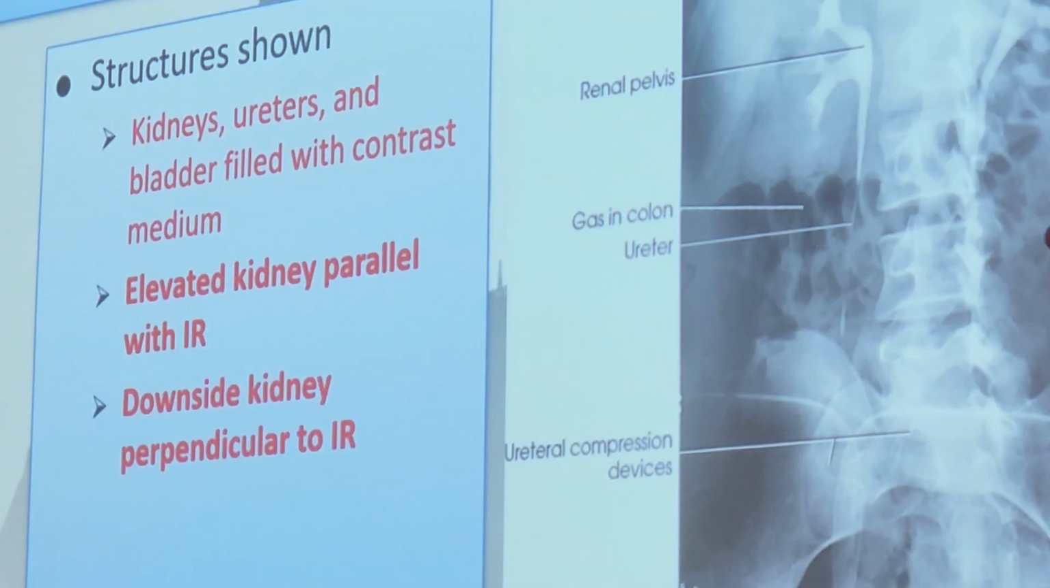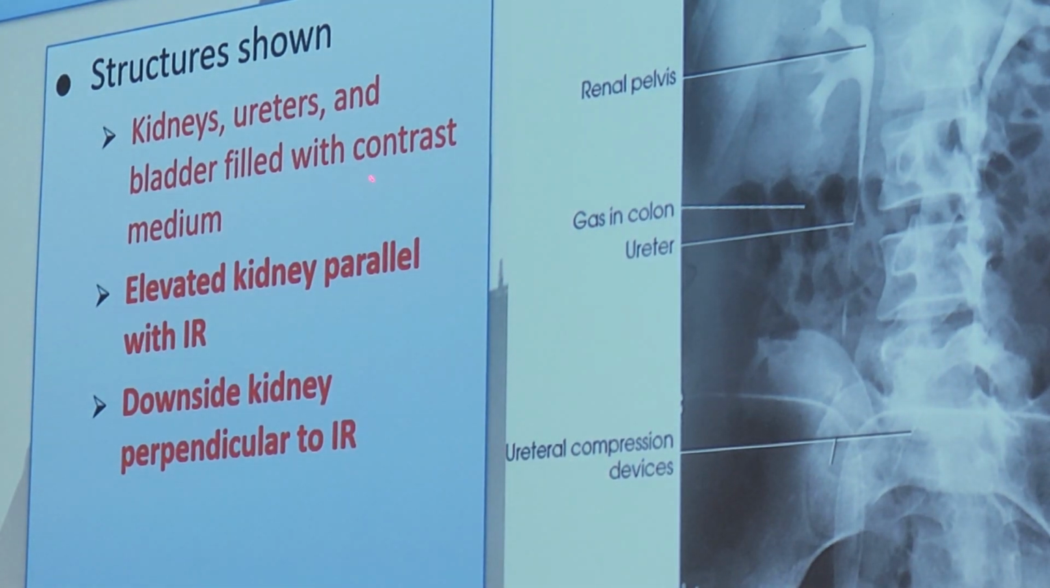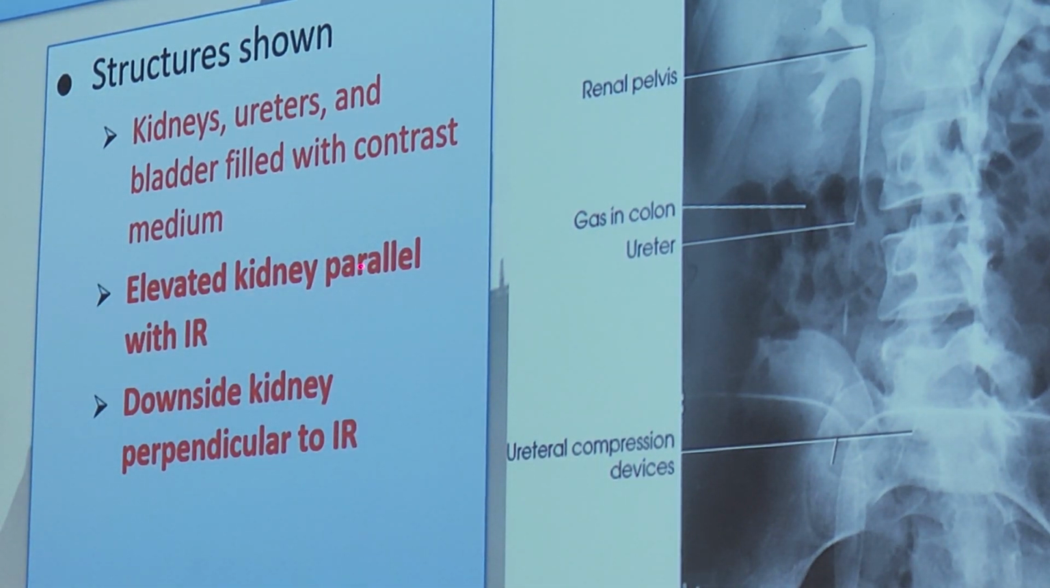That sure sounds good. All right, what are we looking at, guys? We're looking at the kidneys, ureters, and bladder, filled with contrast medium. Once again, elevated kidney, parallel; downside kidney, perpendicular. Our main star of our show is that downside kidney. That's the one that's labeled here for you, being placed in profile.